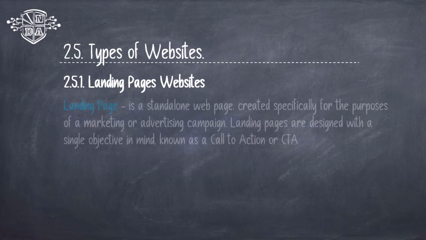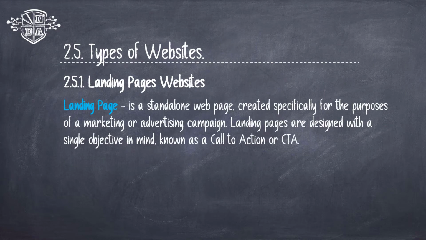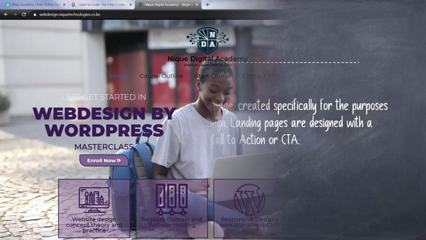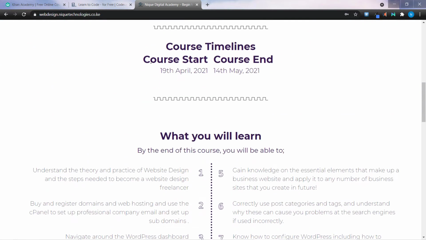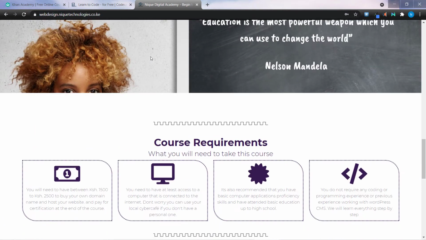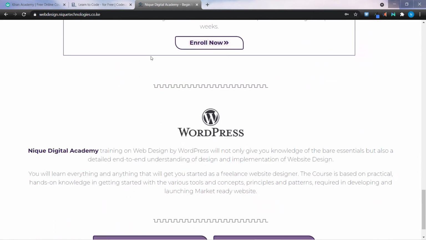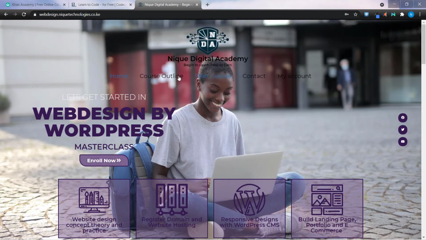And we are saying that a landing page website is a standalone web page, which is created specifically for the purpose of marketing or advertising. So landing pages are designed with a single objective in mind, known as a call to action, which could be buying a product, subscription, or learning more information about a given topic. Pages include the homepage, about, blog, services, contacts, which can either be on a single web page or on different web pages.